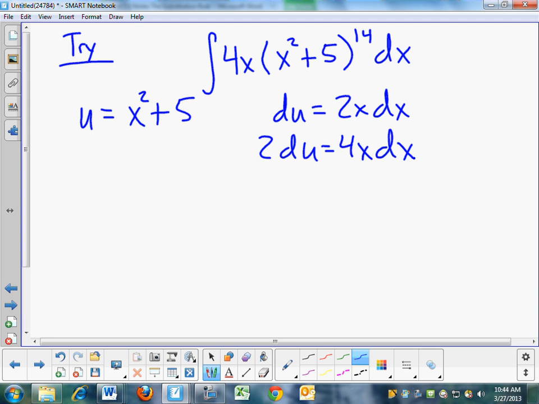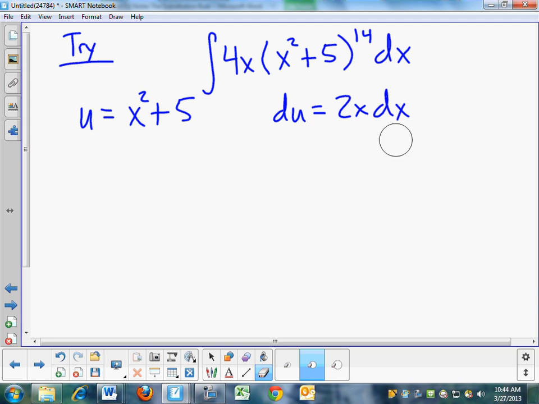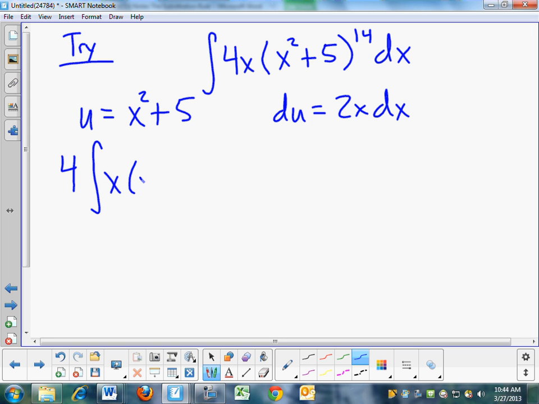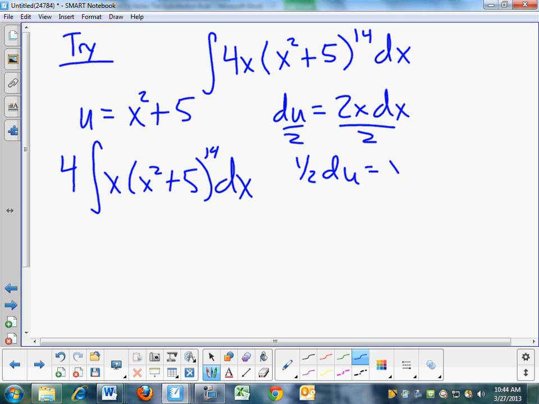Now, a lot of you guys didn't do that. A lot of you did this, and that's fine. You rewrote it up here to be 4 integral x times x squared plus 5 to the 14th dx. And you said, okay, I'm going to divide by 2, and you get 1/2 du is equal to x dx. And so you said, okay, now I can make my substitution. So I've got 4, and u to the 14th times 1/2 du.